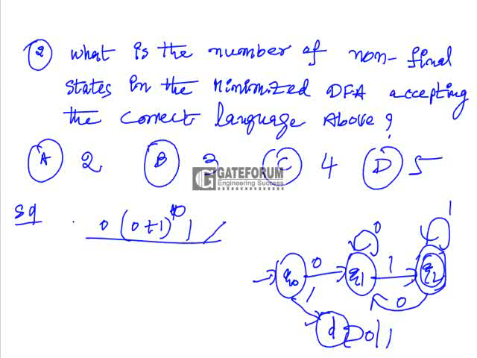Total 4 states, out of which we have 3 non-final states. A dead state also must be considered in the number of states, which is a non-final state actually. So 3 states. Option B is the right option here.